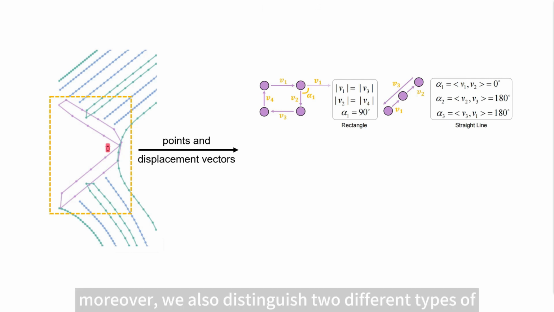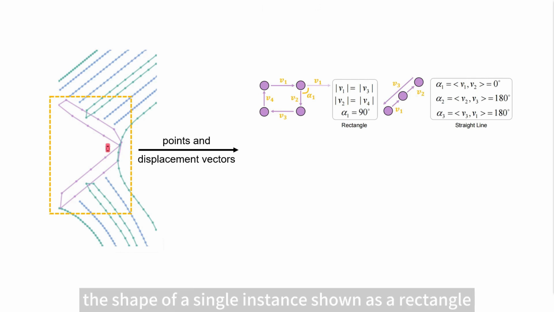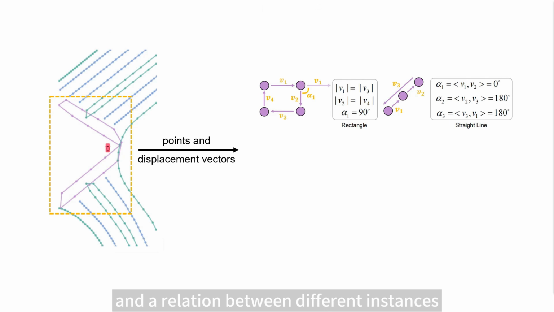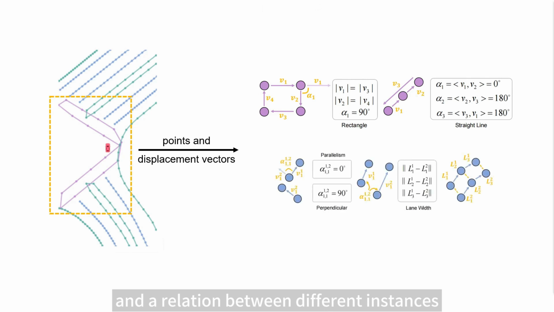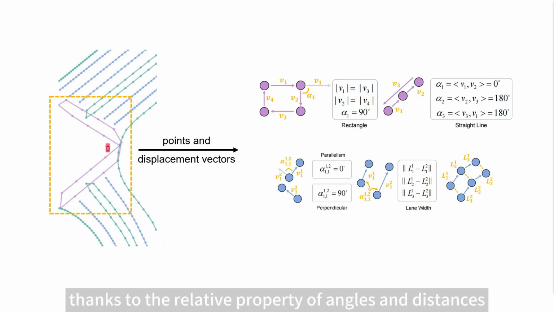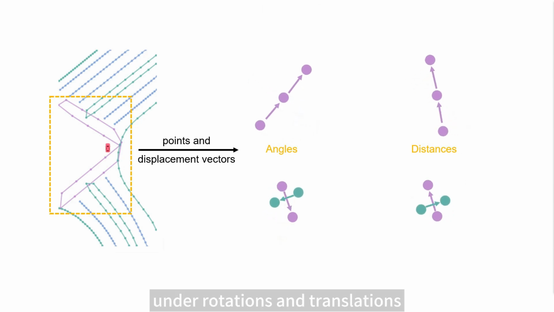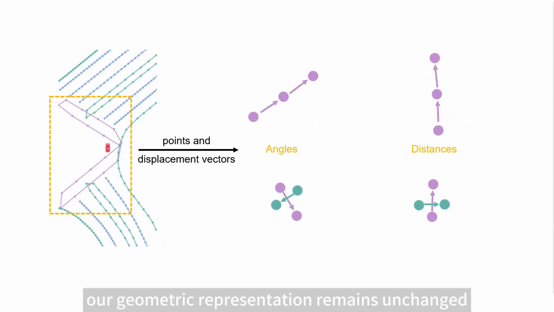Moreover, we also distinguish 2 different types of geometric properties: the shape of a single instance, shown as a rectangle, a straight line, etc., and a relation between different instances, including parallelism, perpendicular, a certain lane width, etc. Thanks to the relative property of angles and distances, under rotations and translations, our geometric representation remains unchanged.